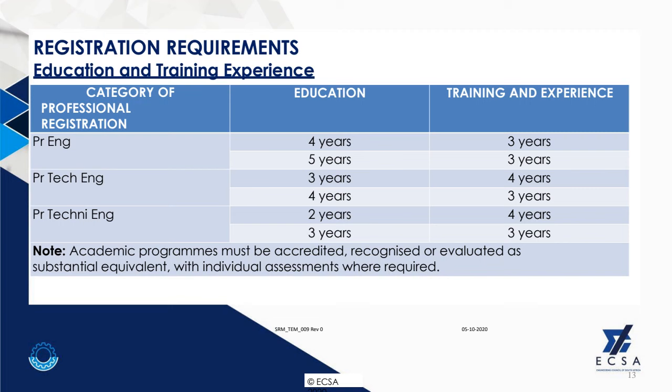These are the professional categories of registration with regards to the education and the training and experience. If we start at the top, looking at the professional engineer, a qualification of 4 years requires 3 years of training and experience. A qualification of 5 years is the same, as you can see. For professional engineering technologist, with a qualification of 3 years, the requirement is a minimum of 4 years of training and experience. And with a qualification of 4 years, vice versa, it is a minimum of 3 years of training and experience.